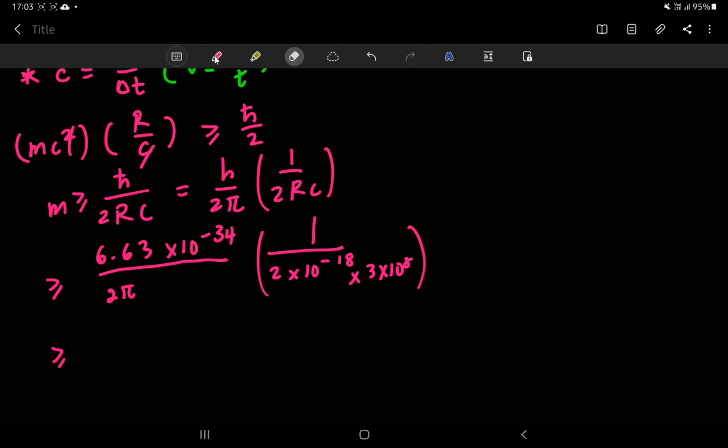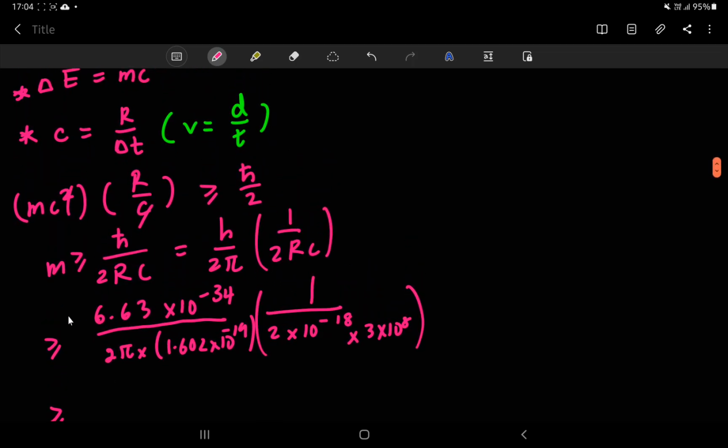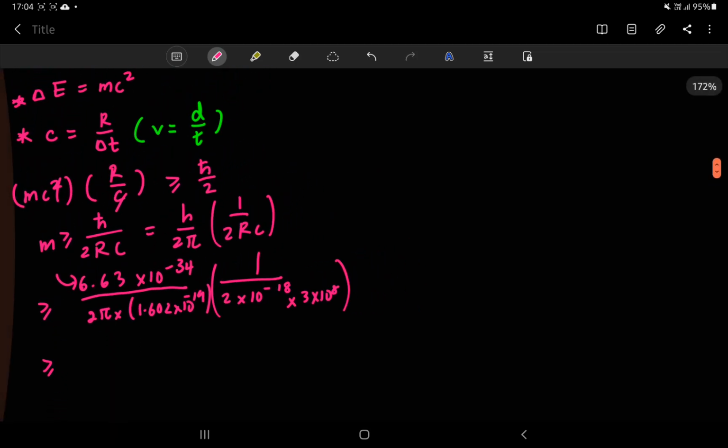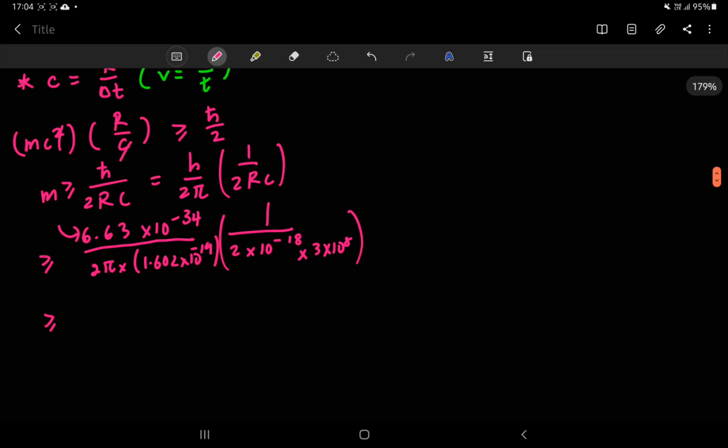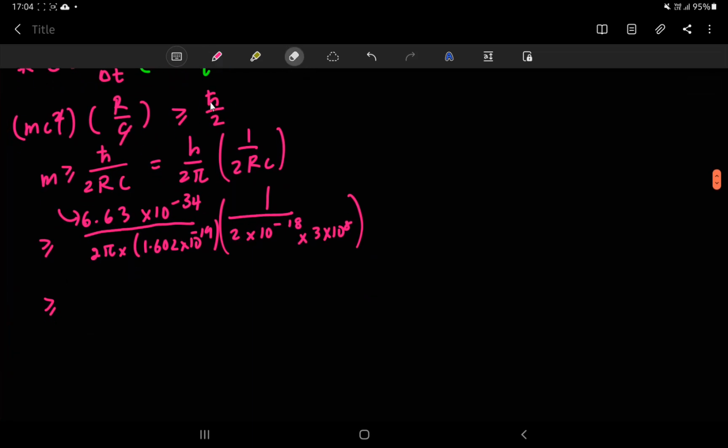Okay, 1.602 times 10 to the minus 19. Why? Because I want to change this h bar formula unit from joule to electron volt. That's the standard unit for the allowed mass in the nuclear physics course. So we need to convert the joule into electron volt, so that's the reason why we divide by the elementary charge. So let's evaluate the formula.